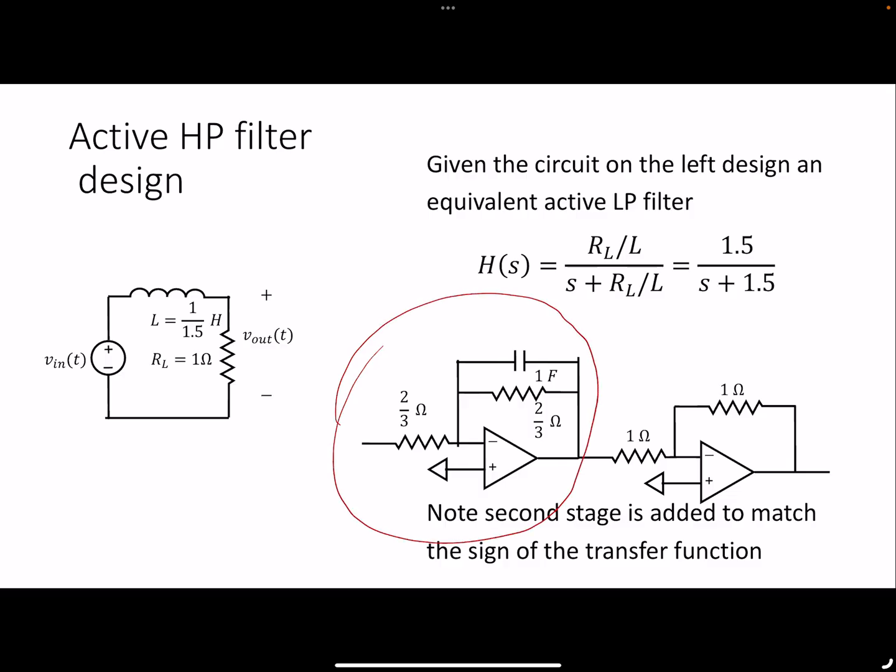Now here, if you notice, I added an extra stage where the gain is just 1 or -1 in order to cancel out the negative sign. So here you're going to get negative this thing, but then you put the second stage to make it positive, and then you're good. All right, so that's basically active filters. That's all you got to know for active filter design. Straightforward stuff.